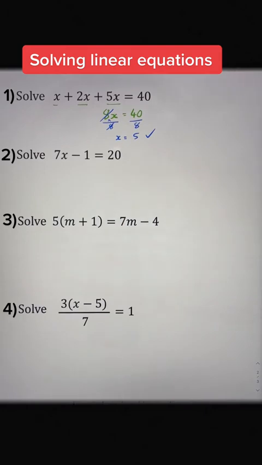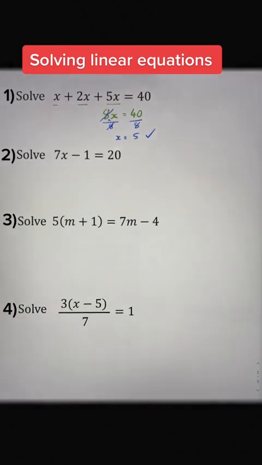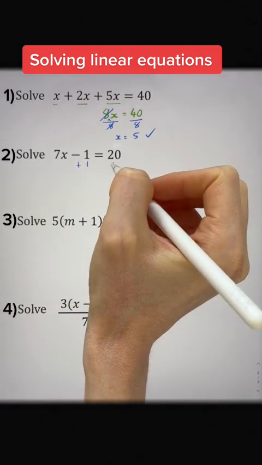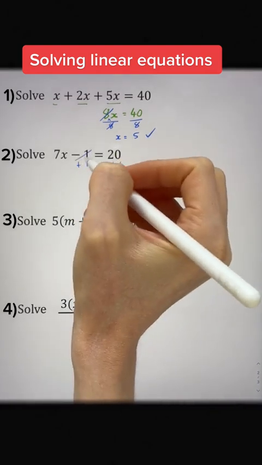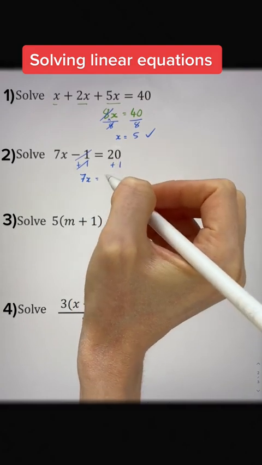For question 2, again we're solving for the value of x. Here we have 7x minus 1 equals 20. As I want to get x by itself, I'm going to start by eliminating the minus 1 by doing the inverse, and that's to add 1 to both sides. On the left, negative 1 add 1 cancels to leave us 7x, and on the right, 20 add 1 gives us 21.